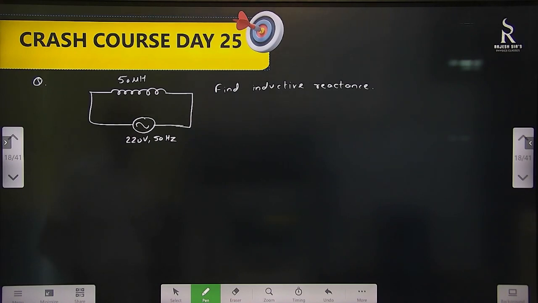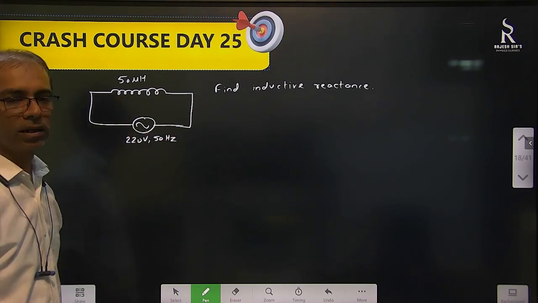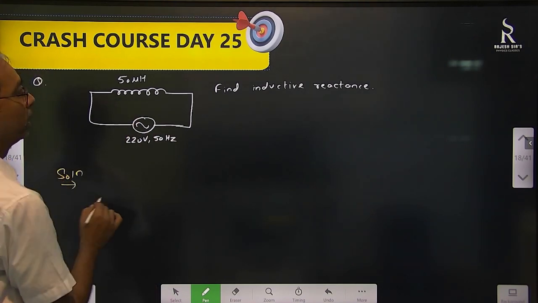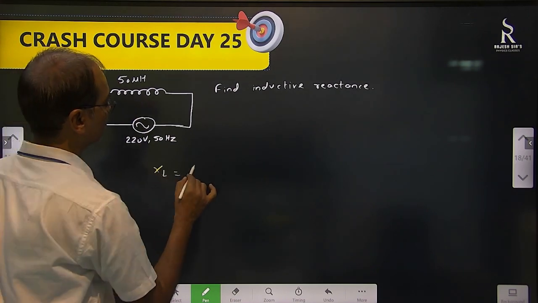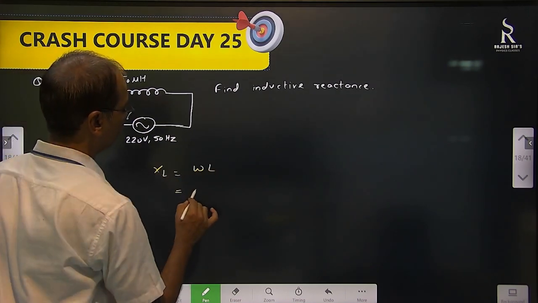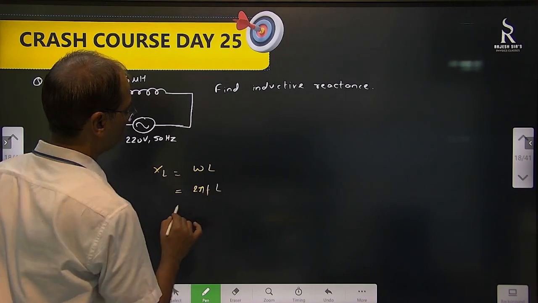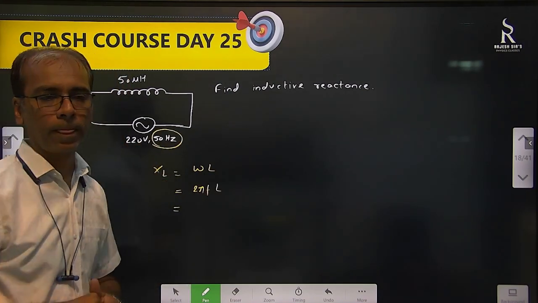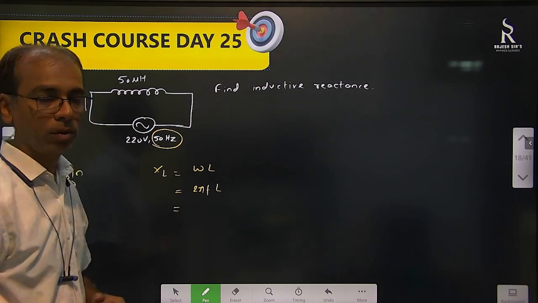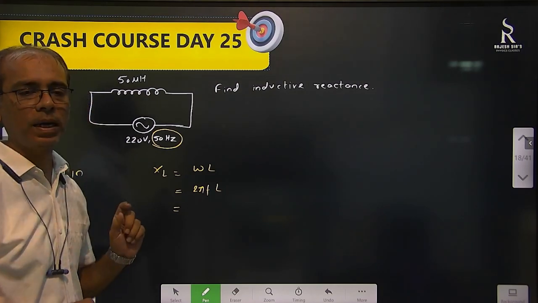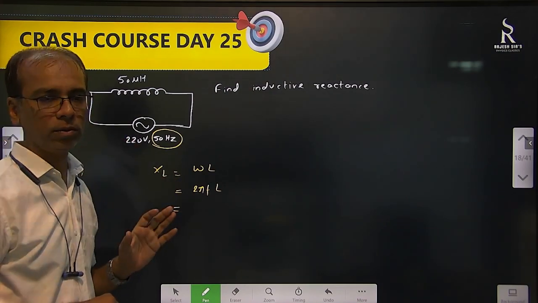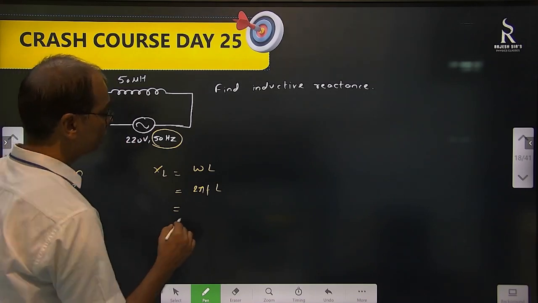So here it is only an inductive circuit. He is asking just the inductive reactance, nothing else from us. Okay, very easy question. So inductive reactance means what? XL. XL is actually omega L. Omega is 2 pi into frequency, into L. What is the frequency given? 50 hertz. Okay, by the way, what is this 220 volt? This is the RMS value of the supply. Whenever it's given in this way, it is the RMS value.